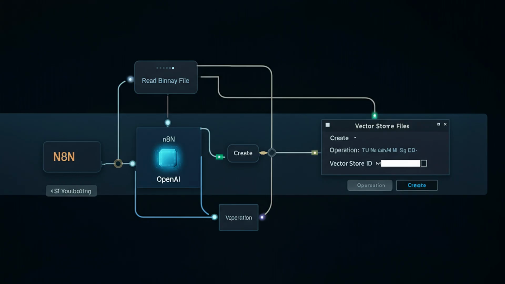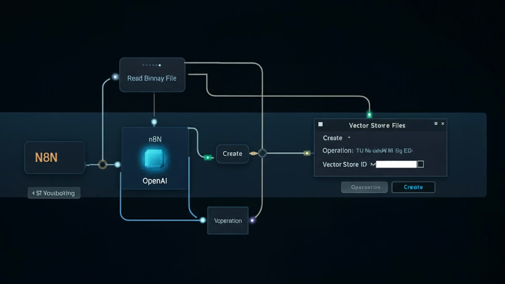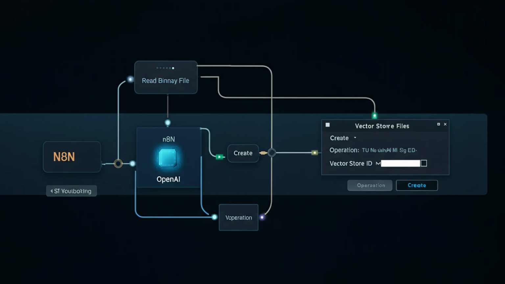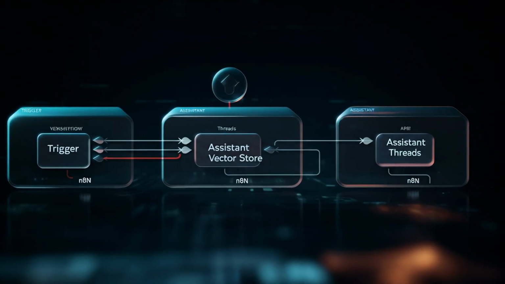Then you connect that node to another OpenAI assistance node, but this time you switch the resource to vector store files and set the operation to create. You paste in the vector store ID from your assistant and map the binary file from the previous node. When this runs, OpenAI automatically chunks, embeds, and indexes the file into that store. No Pinecone, no Chroma, no manual chunk size tuning scattered through scripts.